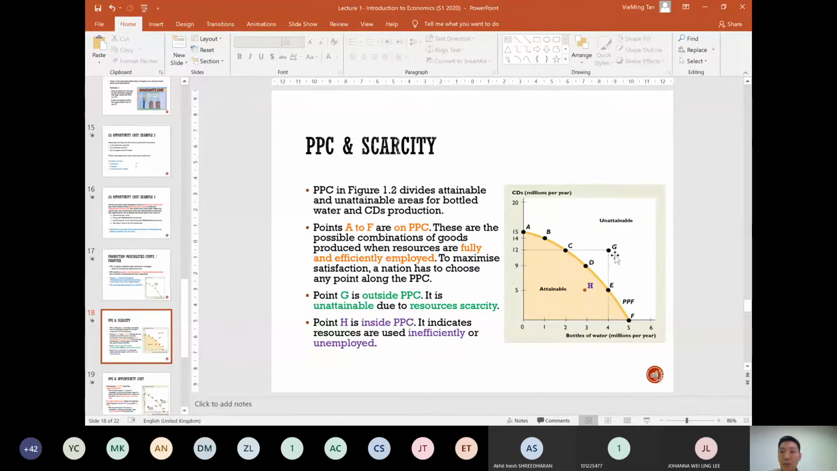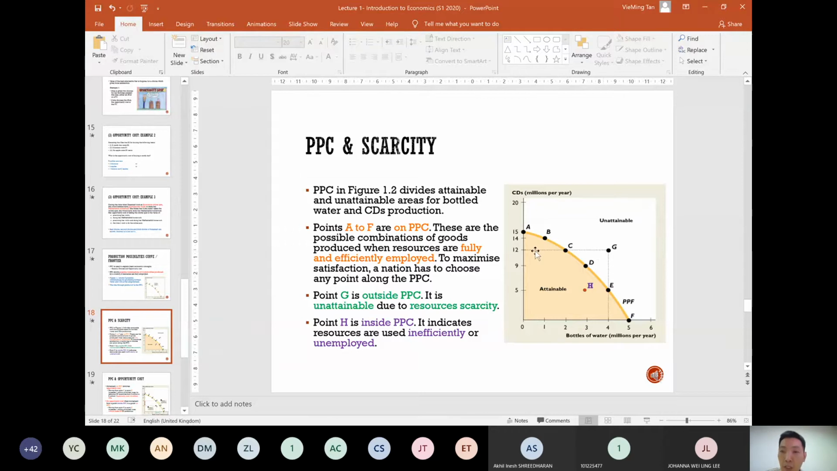So if the country wants to achieve point G, that means the country has to shift the PPC or PPF to the right-hand side, so that the country has more resources to produce or to achieve point G, right? So the resources can be increased by some factors. Can you remember what the 4 factors of production are that we have studied?